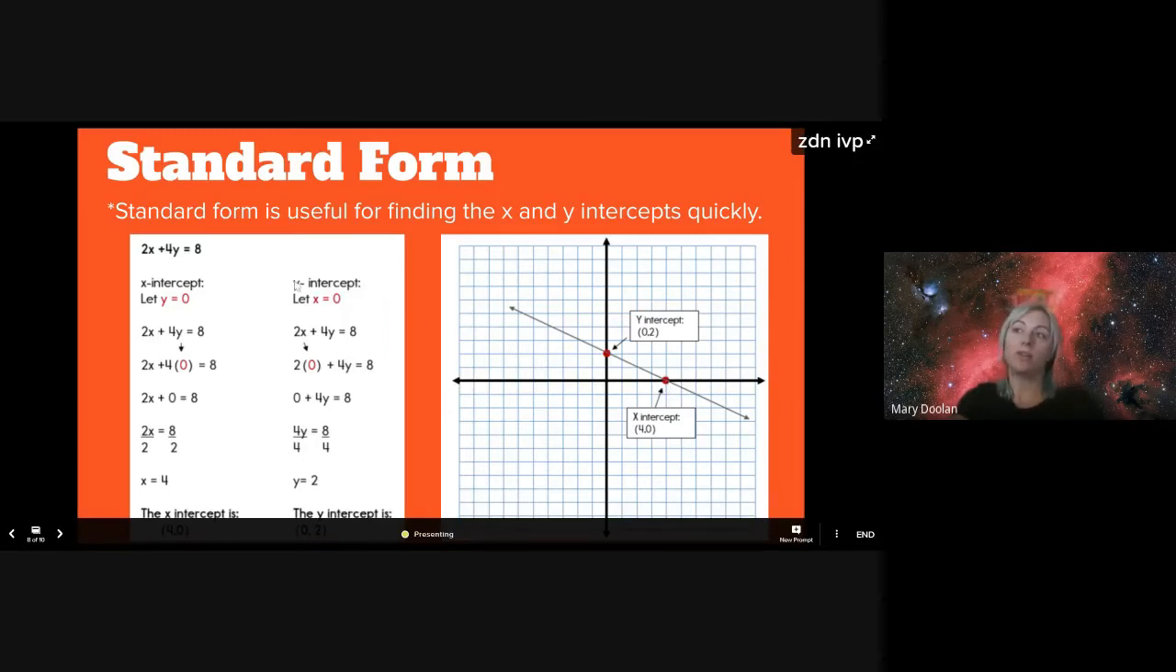And then to find the y-intercept, where it crosses the y-axis, you let x equal 0. So looking at your equation here, the x term is there. If you replace the x with a 0, it disappears, because 0 times anything is 0.